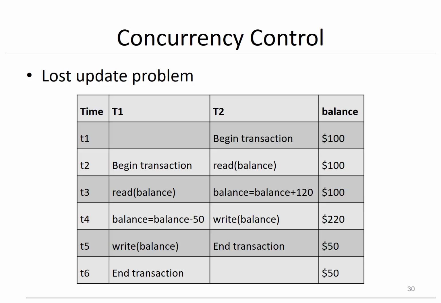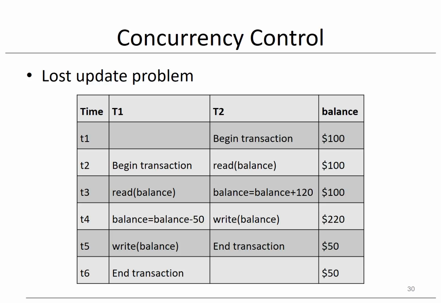Let's now see what happens if the DBMS interleaves the actions of both transactions. Transaction 2 reads the balance at T2 and finds it is 100. Likewise, transaction 1 reads the balance at T3 and finds it is 100. At T3, transaction 2 updates the balance to 220. However, it still needs to write or save this value.